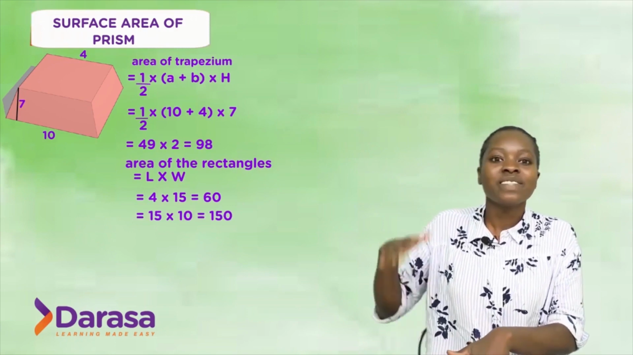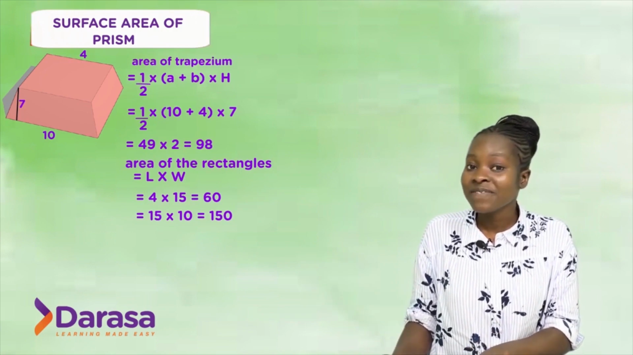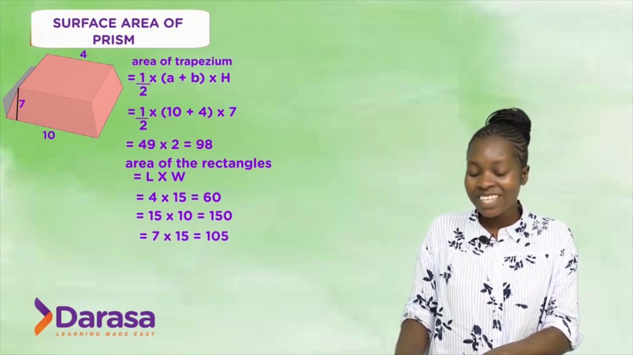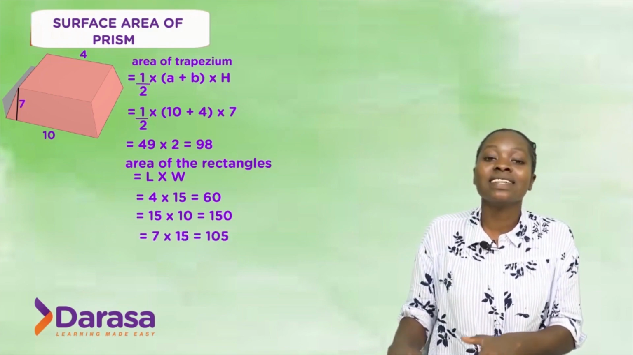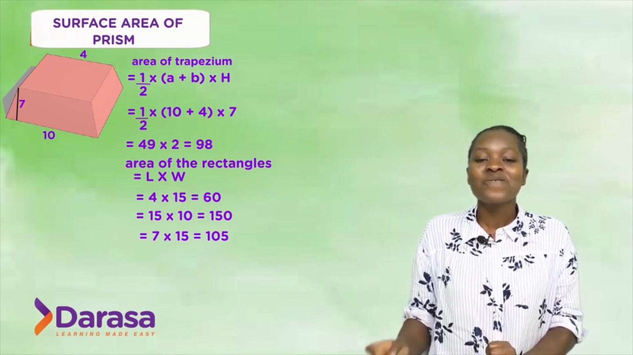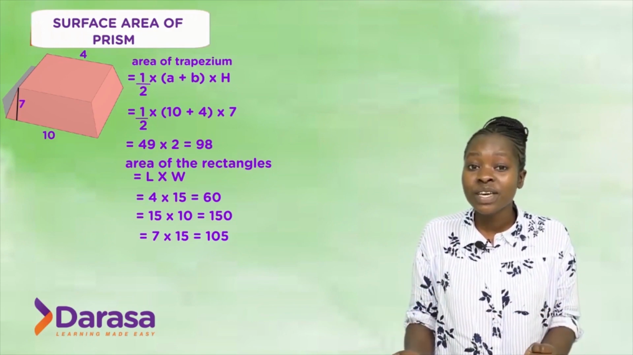And then we have the hidden side, and the hidden side has a width of 7 and a length of 15. 7 times 15 will give us 105. Now, there's this side at the front, and we don't have its width. We have its length, but we don't have its width. So how do we find its width?